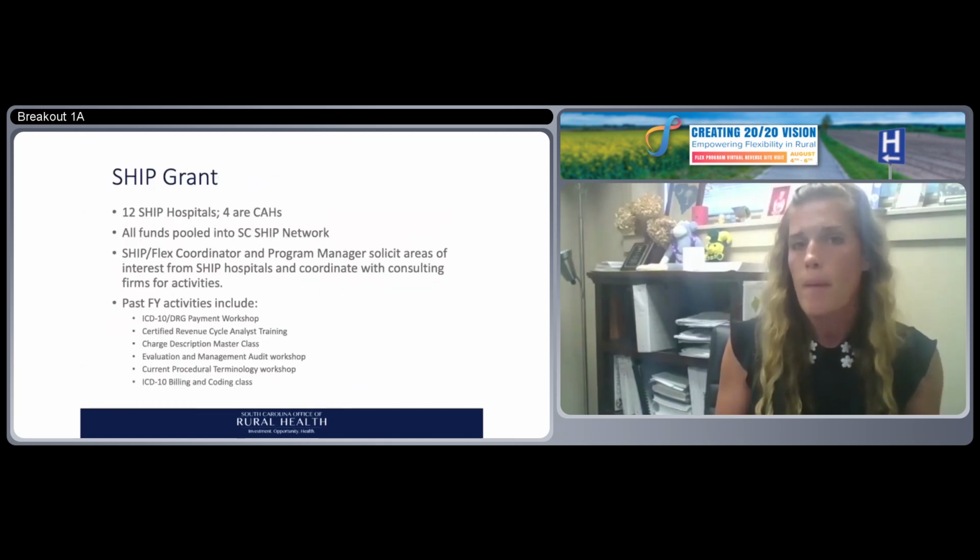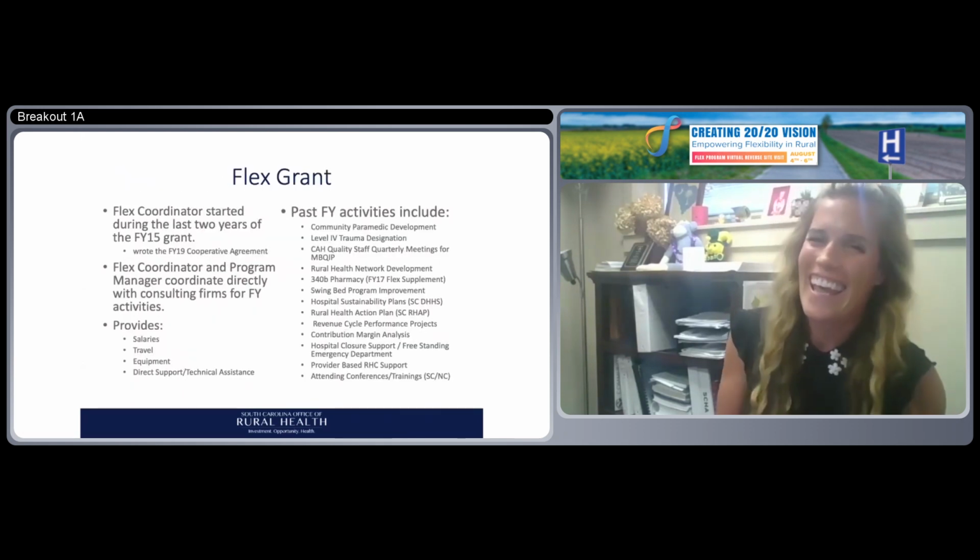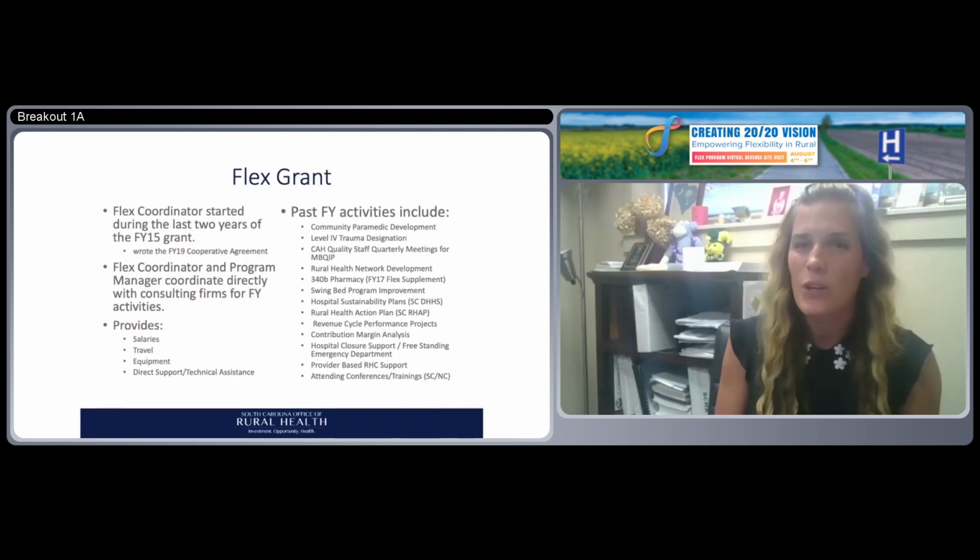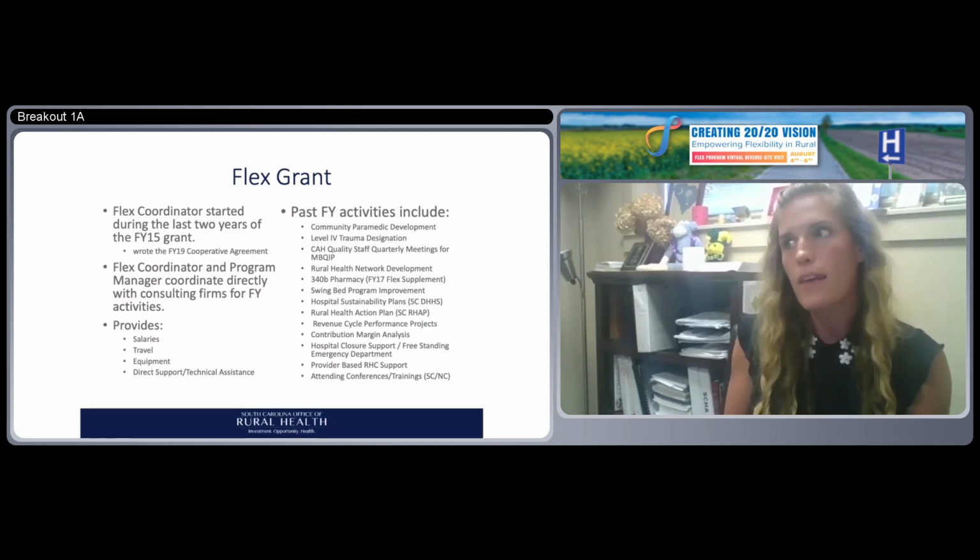So past activities include, we've done level 4 trauma designation, and we're able to do more of a statewide collaboration with that. So it's all the rural hospitals, giving them an opportunity to step into the trauma world in South Carolina.